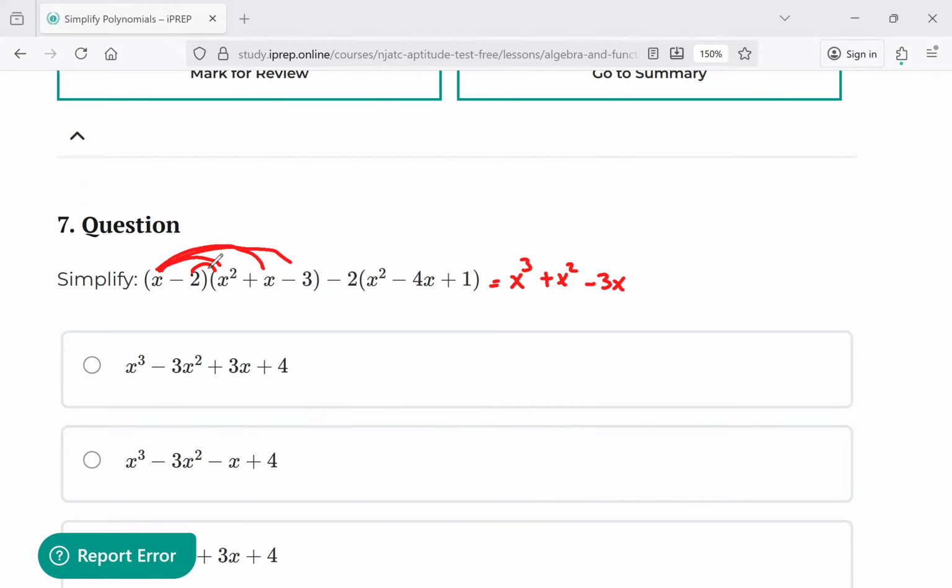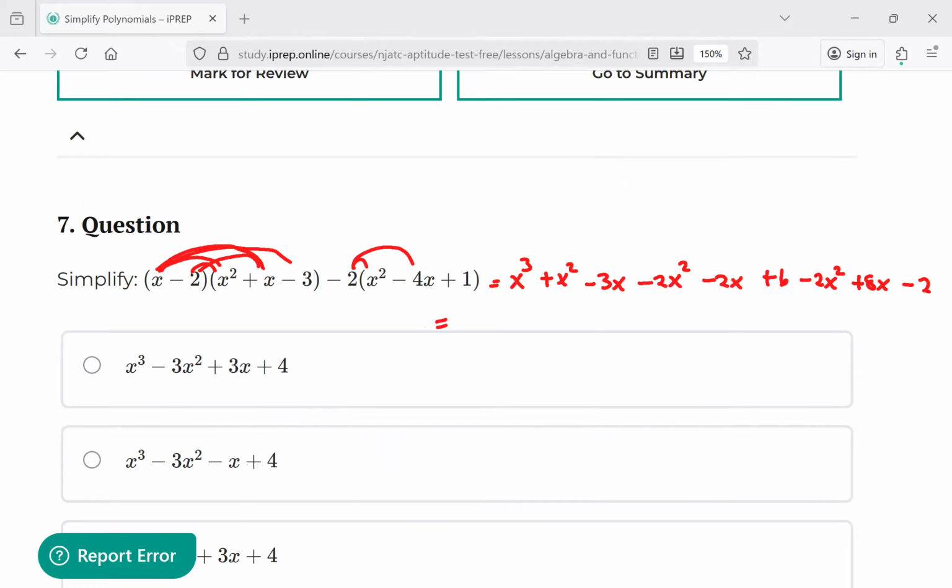What's negative 2 times x squared? That is negative 2x squared. What's negative 2 times x? Negative 2x. What's negative 2 times negative 3? Positive 6. And then do the negative 2. So negative 2 times x squared is negative 2x squared. Negative 2 times negative 4x is positive 8x. Negative 2 times 1 is negative 2.